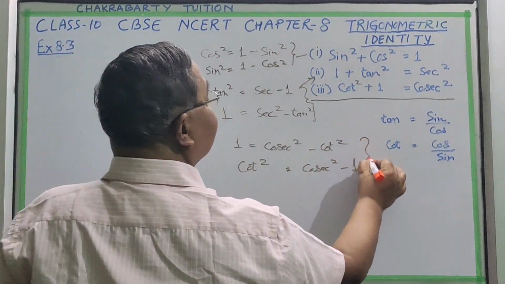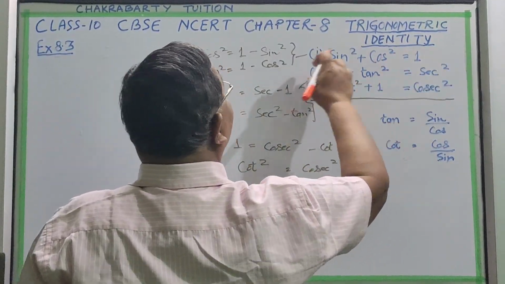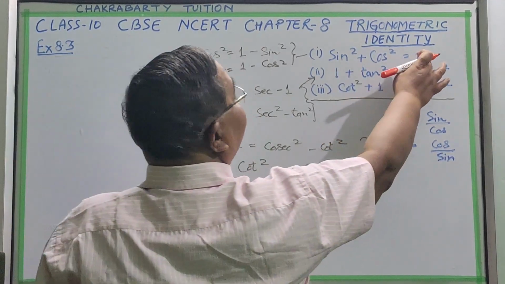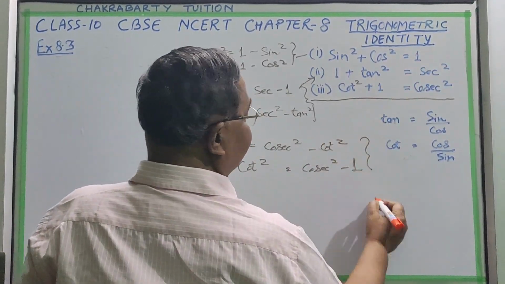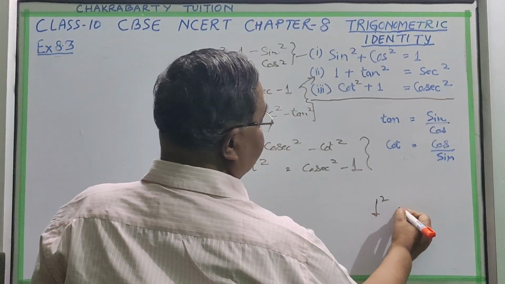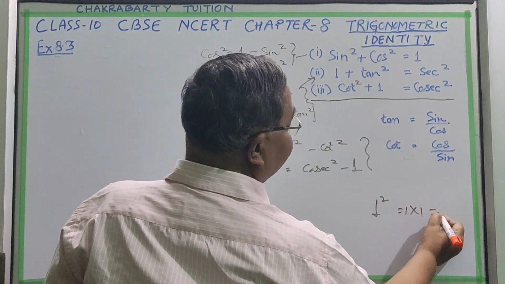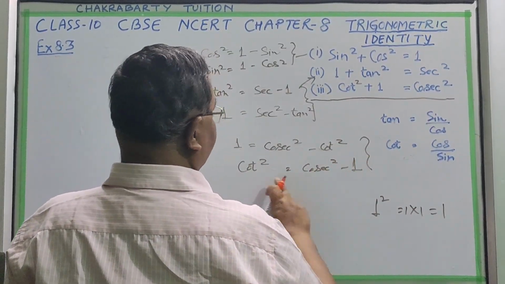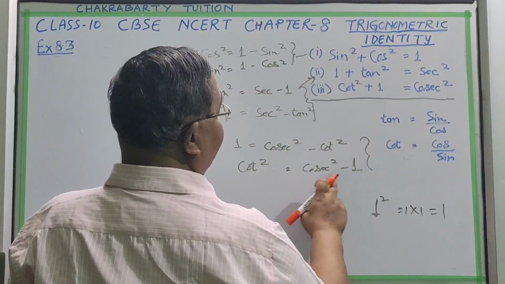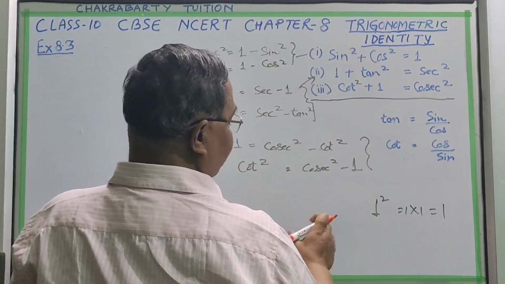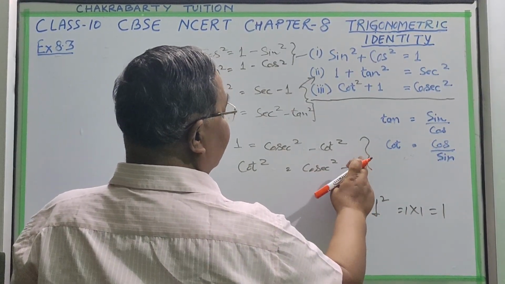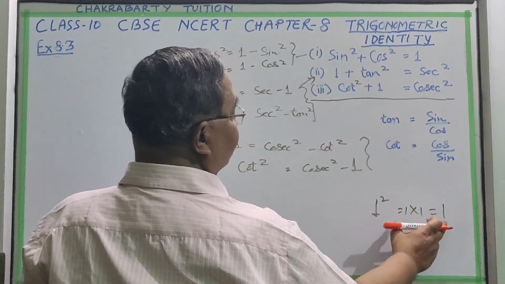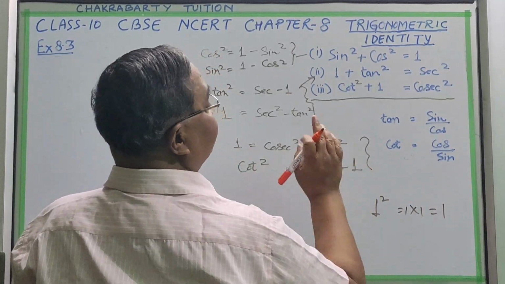So for each one you can make two more. Another thing you have to remember: wherever you have a need, 1 you can treat as 1 square also, because 1 into 1 comes to 1. So in case of need we can treat it as 1 square. Suppose somewhere 1 is coming, we can make it 1 square. So as per need we may change it.